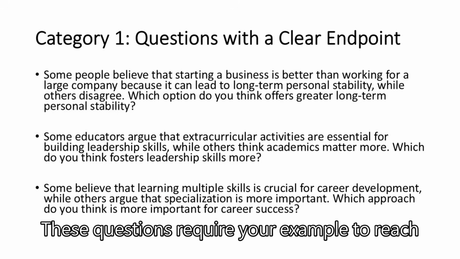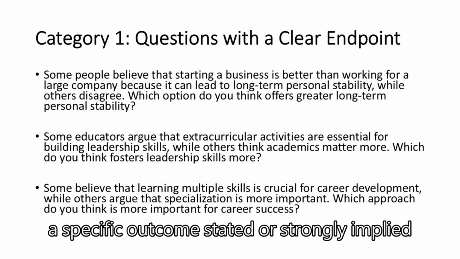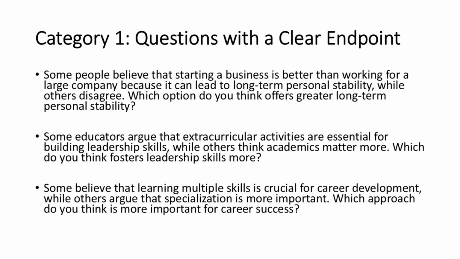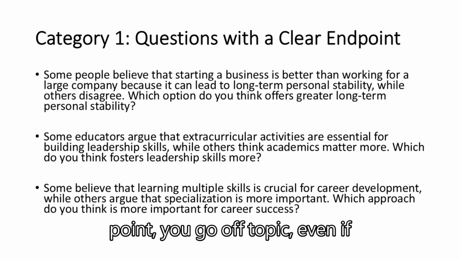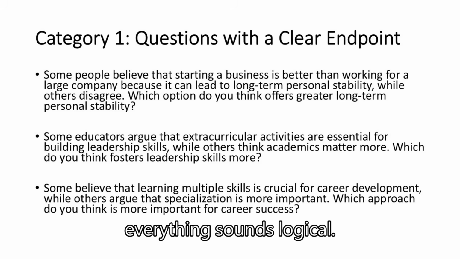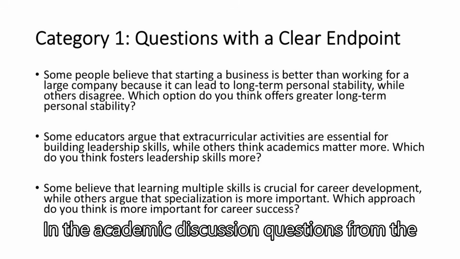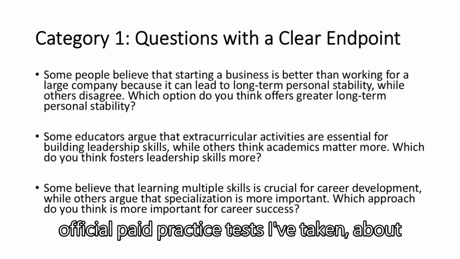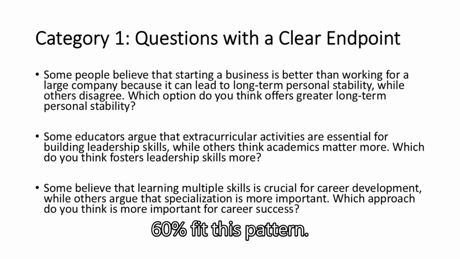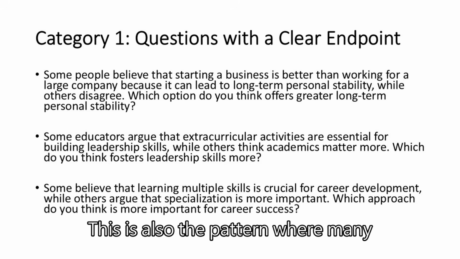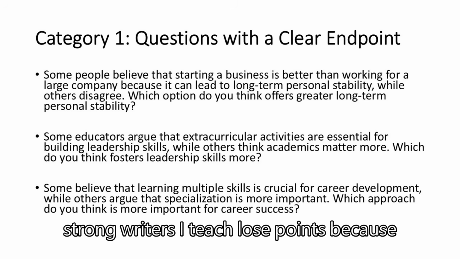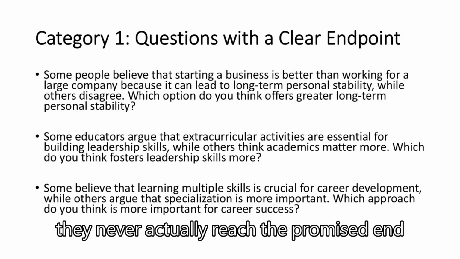These questions require your example to reach a specific outcome stated or strongly implied in the professor's question. If your writing never reaches that endpoint, you go off topic, even if everything sounds logical. How common is this? In the academic discussion questions from the official paid practice tests I've taken, about 60% fit this pattern. This is also the pattern where many strong writers I teach lose points because they never actually reach the promised endpoint.